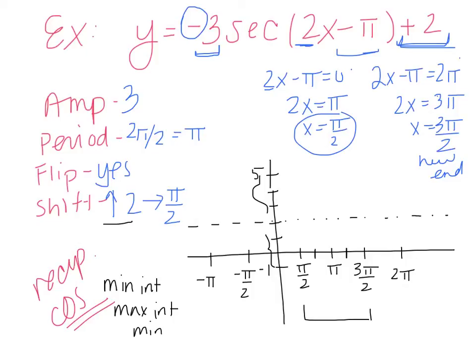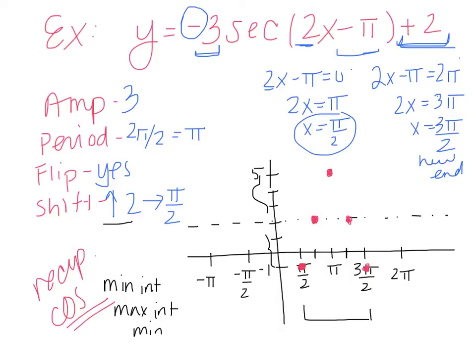So here comes cosine. Cosine is going to start with a minimum. The midline, remember, is now where my intercepts occur, so my first minimum will be at negative 1. My intercept will be at positive 2. My maximum will be at 5. My intercept will be at positive 2. And my minimum will be at negative 1.